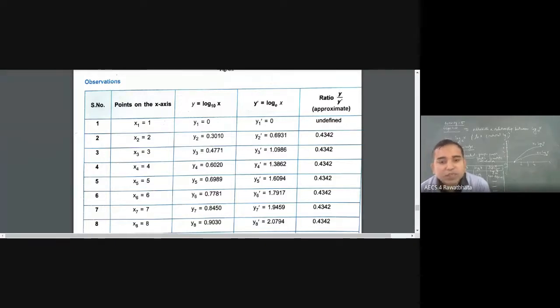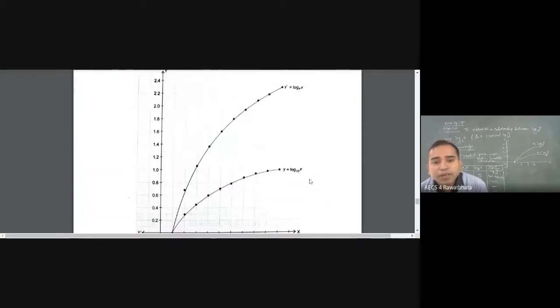साइंटिफिक कैलकुलेटर से. साइंटिफिक कैलकुलेटर अगर घर में नहीं है तो गूगल सर्च का प्रयोग कीजिए. log 4 with base 10 ऐसे करके टाइप कीजिए और शायद तुरंत ही वैल्यू आ जाए. एंड log 4 base e या नेचुरल लॉग, 4. तो ऐसे करके आप निकालिए. Fill this table and then find out the ratio. 0.4342 is coming. Graph please draw neat and clean like this.